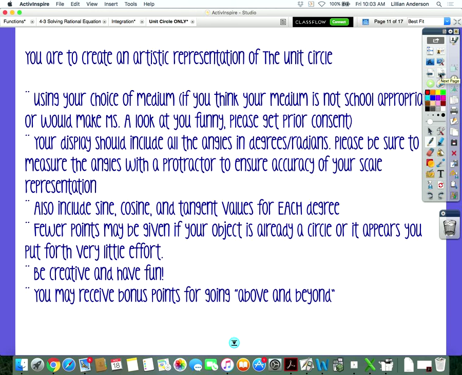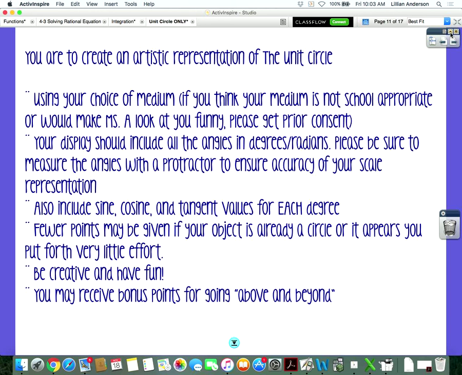Alright, yes, this is a little bit long, but again, this will be on Schoology, and I will also copy this over. I do not have a hard copy of this. You're going to create an artistic representation of the unit circle using your choice of medium, okay?